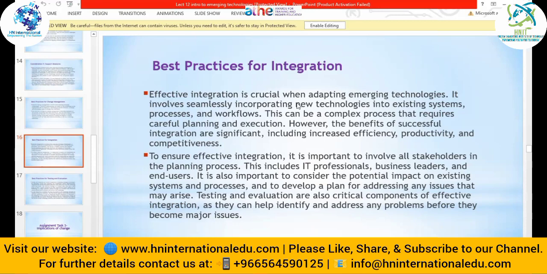So effective integration is crucial when adopting emerging technologies. It involves seamlessly incorporating new technologies into existing systems. Now you see it is a bit difficult when we have a new system and we have to integrate it with our existing system. That is a bit of a tricky part. But we have to do this because we cannot buy a whole new system and work with it all along. So this can be a complex process that requires careful planning and execution. However, the benefits of successful integration are significant, including increased efficiency, productivity, and competitiveness.